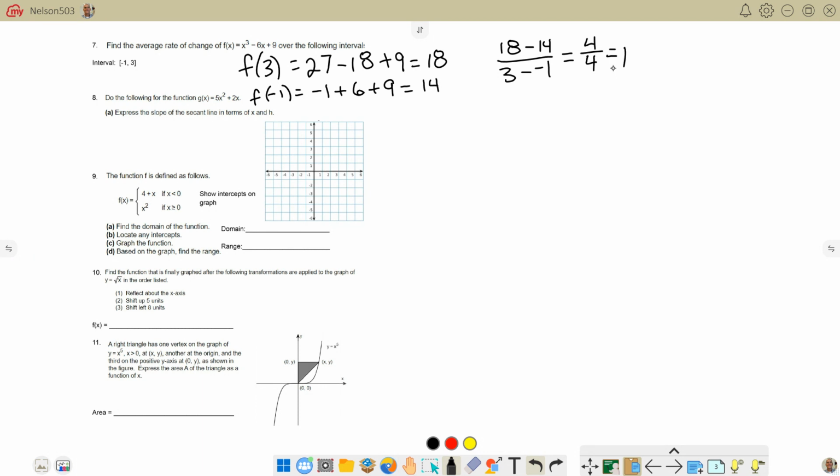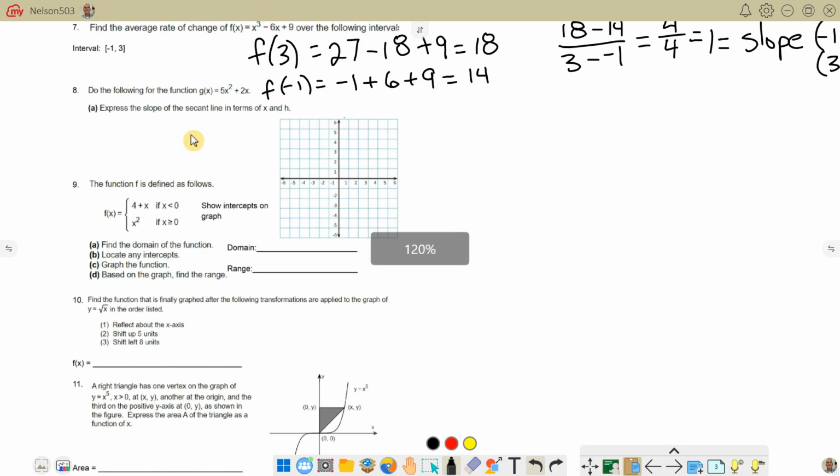That is the average rate of change. It's the slope between those 2 points. It's the slope between negative 1 comma 14 and 3 comma 18, right? Next one, number 8.